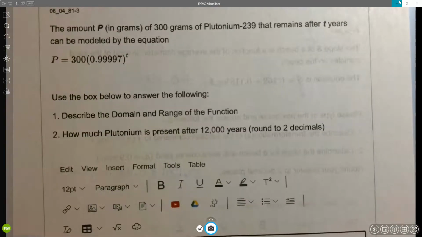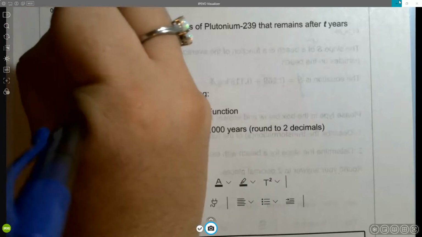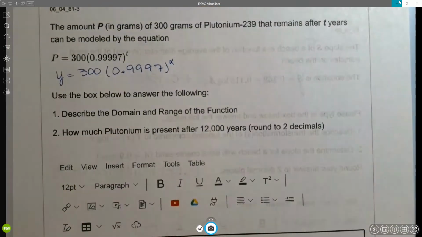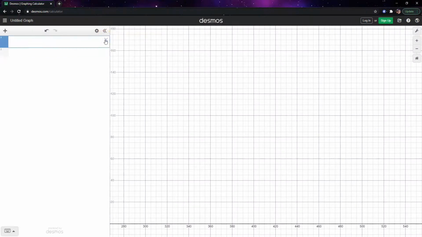My final question tells me the amount in grams of 300 grams of plutonium-239 that remains after T years can be modeled in the situation. Number 1 wants me to describe the domain and range of the function. So I can rewrite this as y equals 300 times 0.9997 to the x. If I go ahead, I can go graph this to see my domain and range.